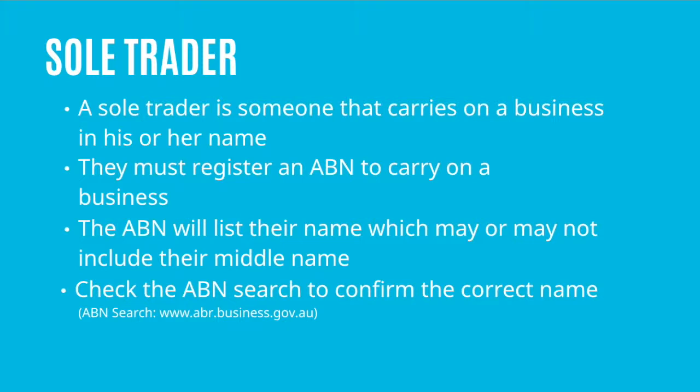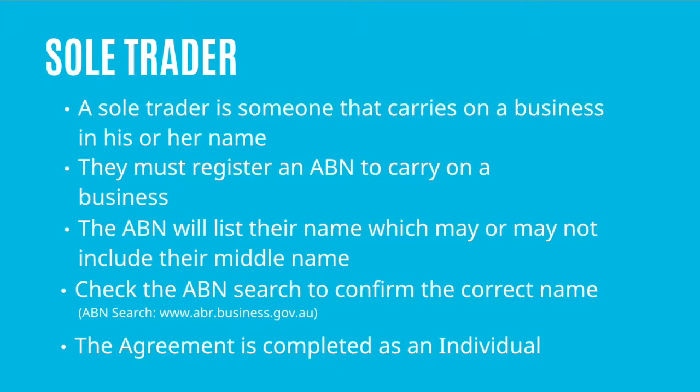www.abr.business.gov.au, which is the ABN search website, and you'll be able to confirm exactly what the correct name is by entering in their ABN to the search. The agreement is completed as an individual, which we will explore further now.